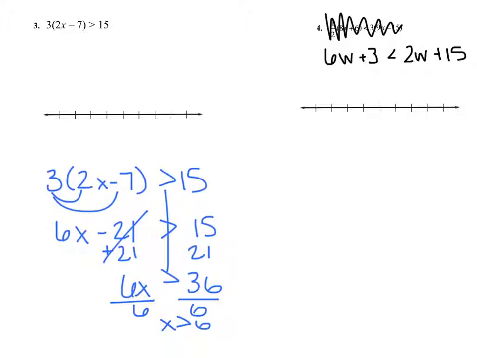All right, so let's go ahead. We'll just plot a 6 on our number line. And it's not going to include the 6, but it's going to include everything that's greater than it. So it's going to be an open circle going to the right.